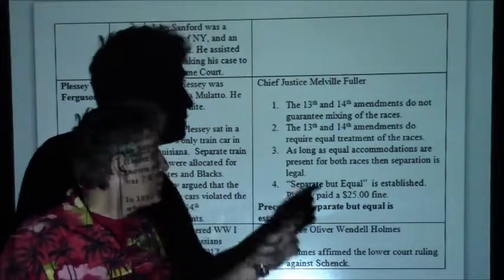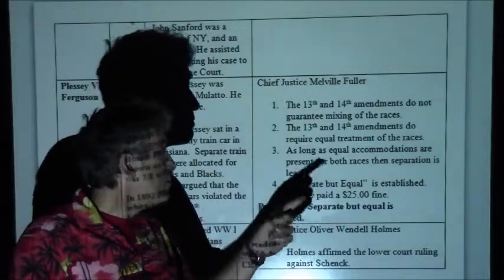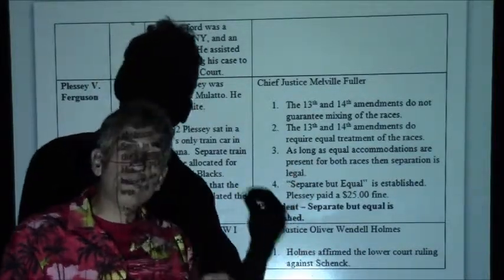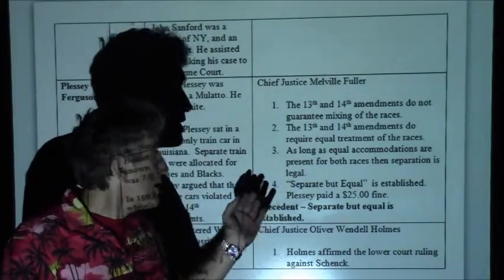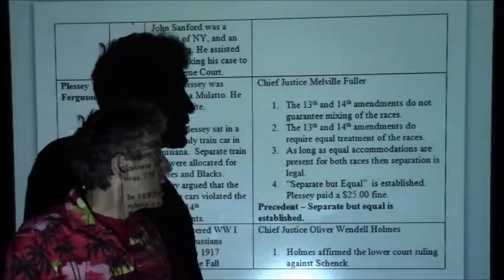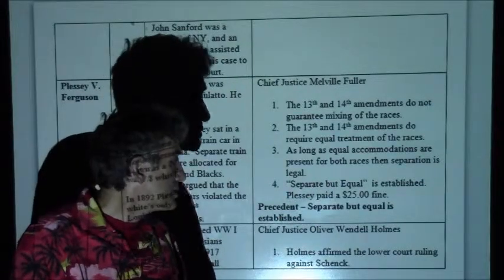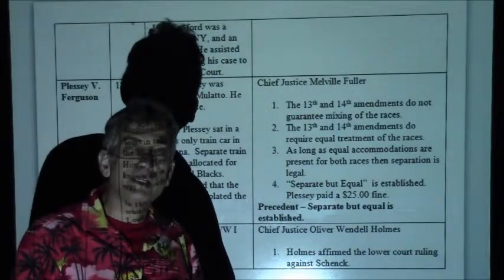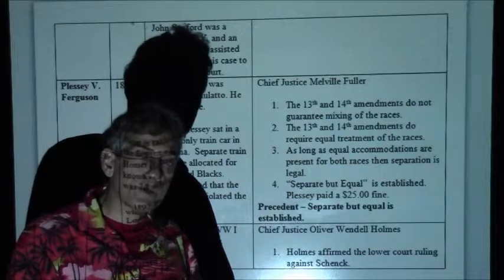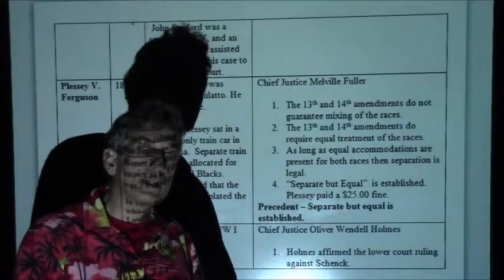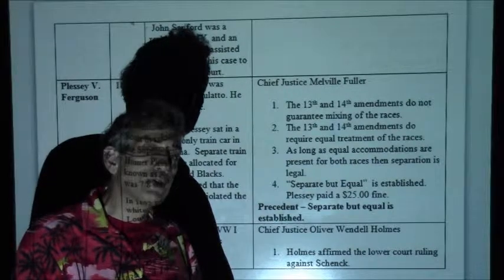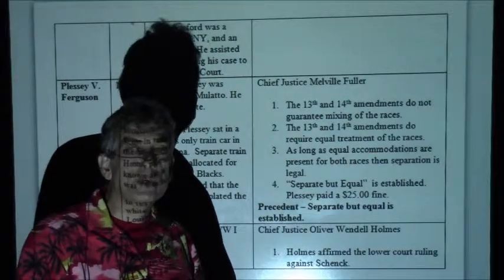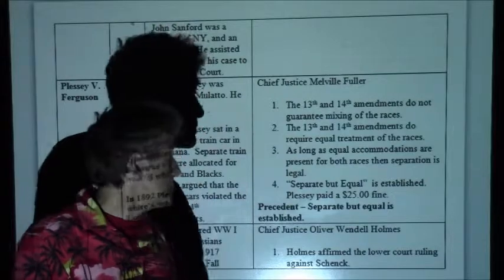He goes on to say that the 13th and 14th Amendments only require equal treatment of the races. They have to treat them equally, but you don't have to mix them. Then he goes on to say, as long as equal accommodations are present for both races, then separation is indeed legal. Hence, separate but equal. As long as the white train cars and the black train cars were equal, then they could be kept separate. Blacks and whites could be kept separate.